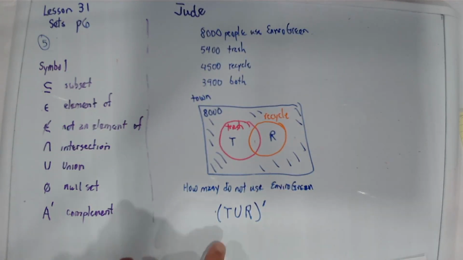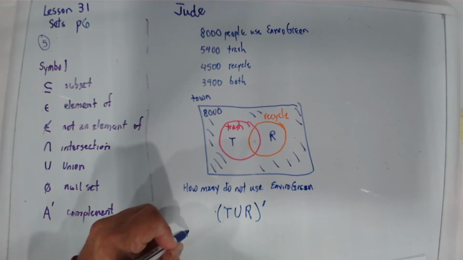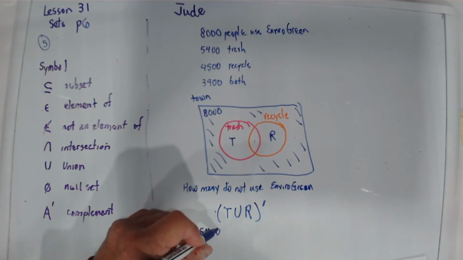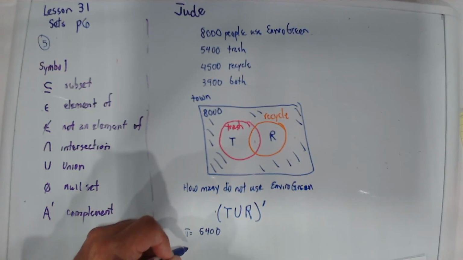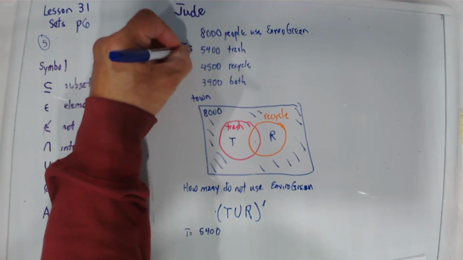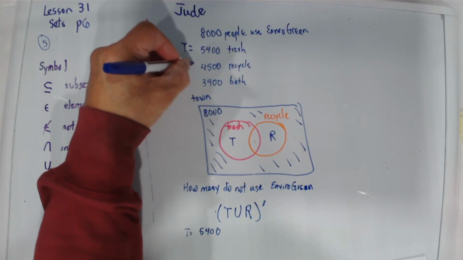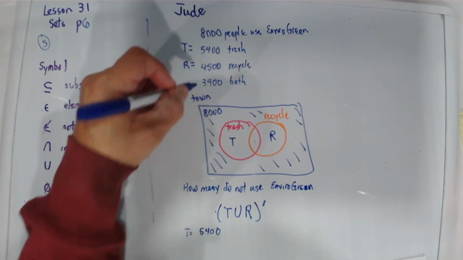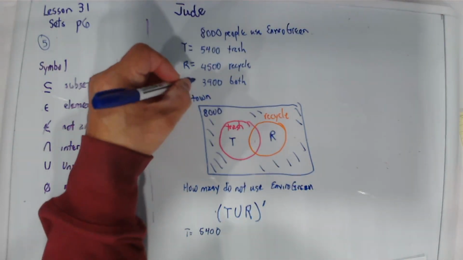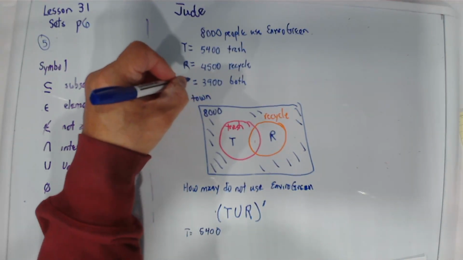So if we do T and R, what do we have? Well, T is equal to 5,400. And we have R, I'll call that T, R, and then this is the intersection. So, what do I call that? The intersection.